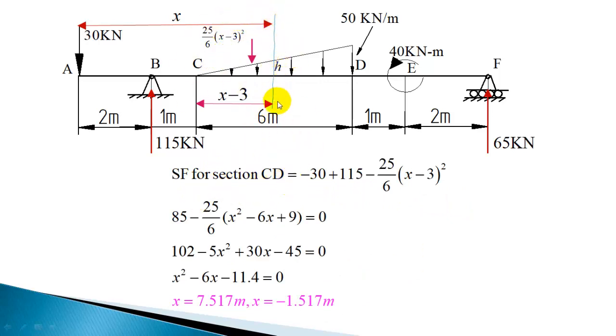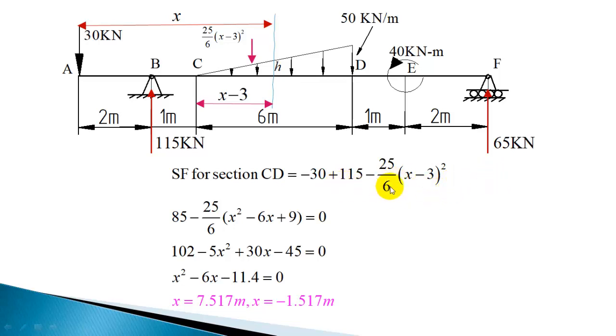So the shear force equation for the section CD is minus 30 plus 115 minus 25 by 6 into (x minus 3) square. This load, I have shown here, minus 25 by 6 into (x minus 3) square. This is the shear force for the section CD. Now we have to find out at what location this shear force is coming to 0.